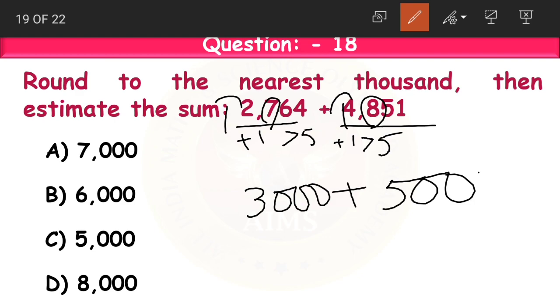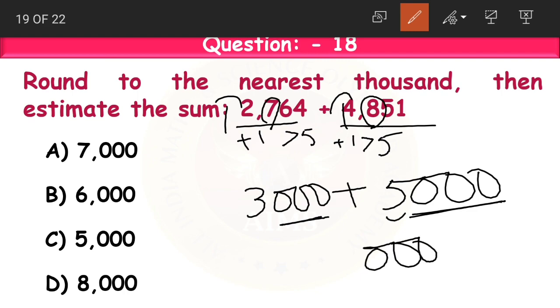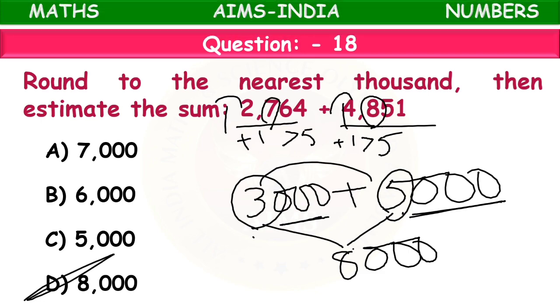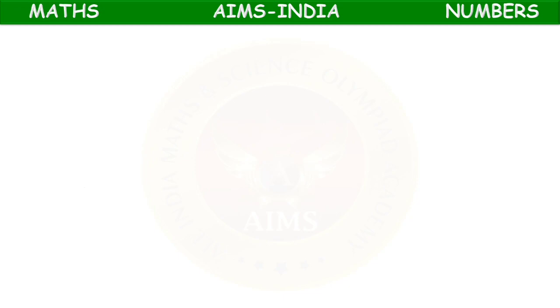Now when we add these two, how can we add? We are having 3 zeros in both the numbers, right? So the sum will also have 3 zeros. And before these zeros, we are having 3 and 5. So 3 plus 5 becomes 8. We write this 8 before the zeros. Yes, students? So the correct answer is option D, 8000. I hope this was clear.